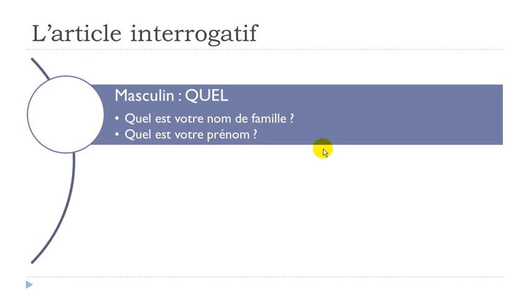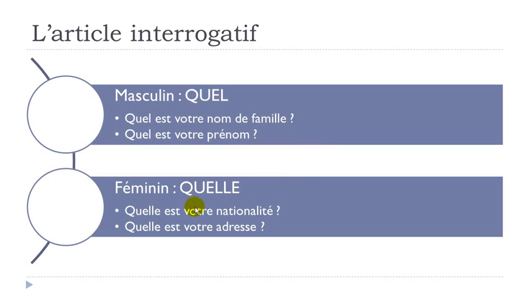Okay, let's see now the feminine. And the good news is that, as usual in French, we write the thing differently, but then we can pronounce them the same way. And then the feminine form is written like that, Q-U-E-L-L-E, but it's pronounced like the masculine form. Quel at the masculine, quel at the feminine. Okay, so it's basically same pronunciation.